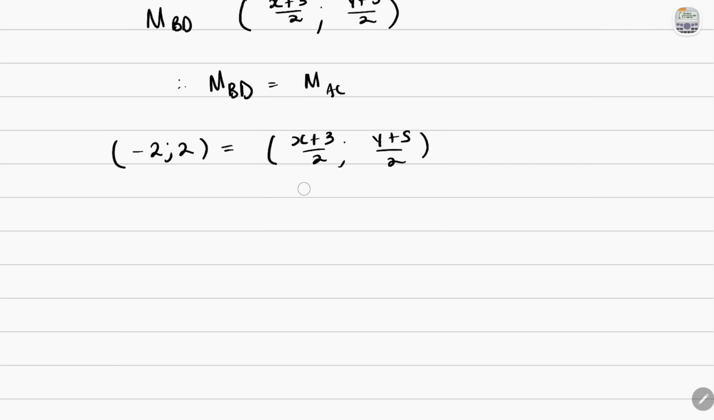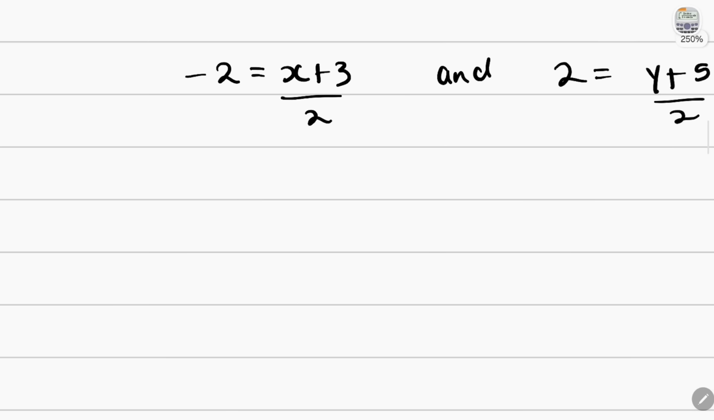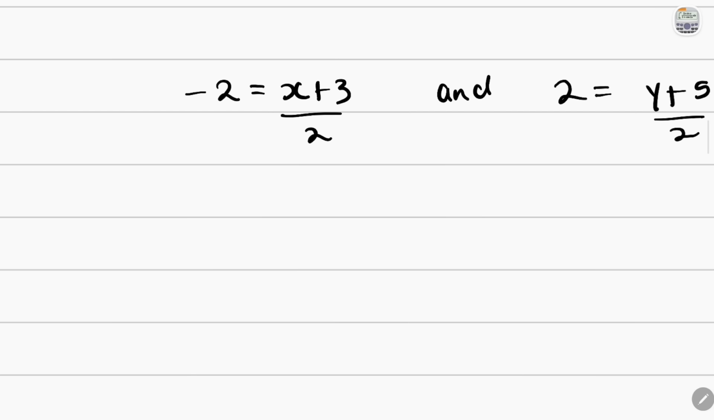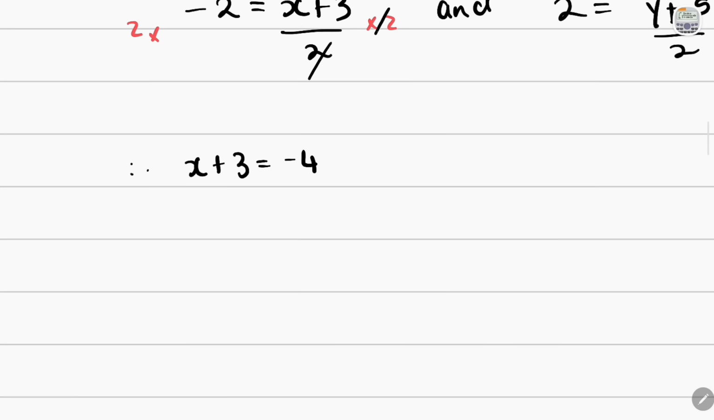So we're going to equate their x values, meaning negative 2 is actually equal to x plus 3 over 2, and 2 is equal to y plus 5 over 2. And now we can go ahead and solve for x. Okay, so here we solve for x by getting rid of this 2. So you can just multiply both hand sides of the equation by 2. So times 2 times 2, that gives us over here, the 2's cancel and we have x plus 3 equals, and this gives us negative 4. Transpose the 3, so x is equal to negative 4 minus 3, which is negative 7.